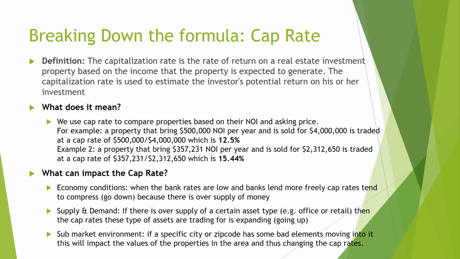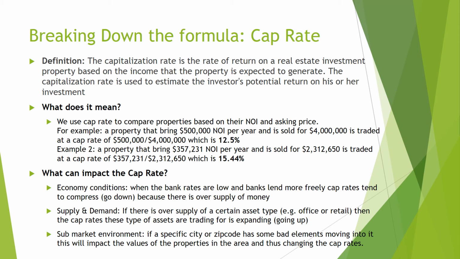And the reason it's compressing is because there's oversupply of money. So people get an easier loan. It's a lot easier to get money and buy properties, which increases the competition. And that's the reason number 2 that we have up there to impact the cap rate, and that's supply and demand. If there is oversupply of a specific asset type, let's say office or retail, then the cap rate of these properties really expands because there is too much of the property and the value of the properties go down.